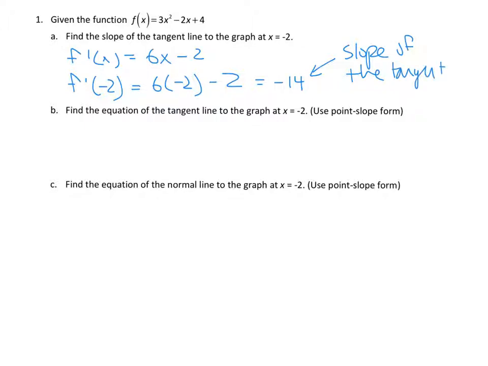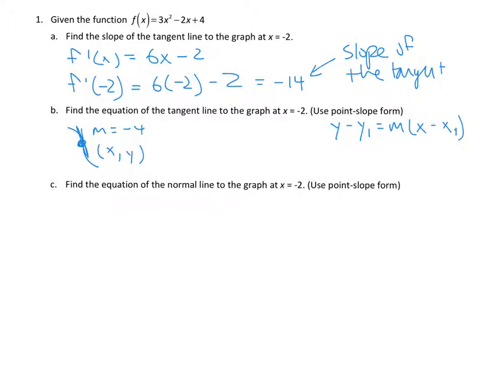And to write the equation of the tangent line, I need a point on the graph. Imagine you've got some curve and the tangent line has a slope of -14. I need the coordinates of that actual point, some xy pair, to write the equation of the line in point slope form. Remember, point slope is y minus y1 equals m times x minus x1. So I need the coordinates of a point, and the actual point is on the original function. So I want to evaluate the original function at that given x value.